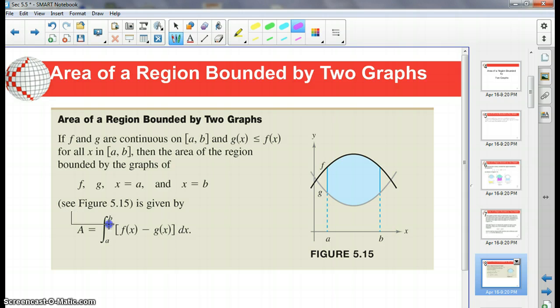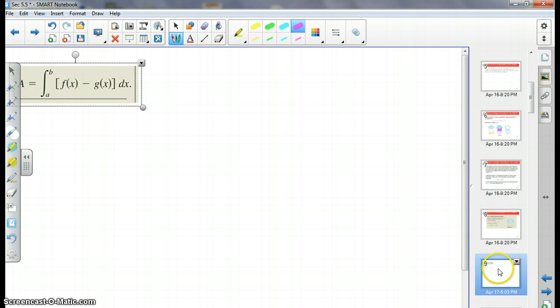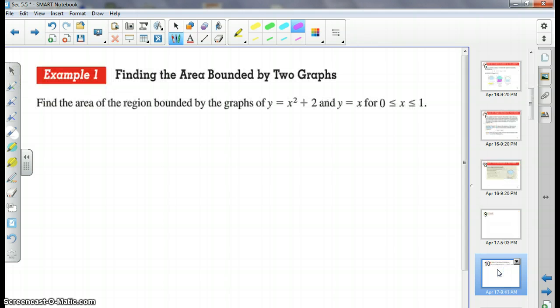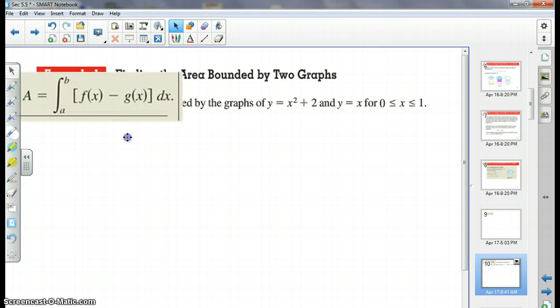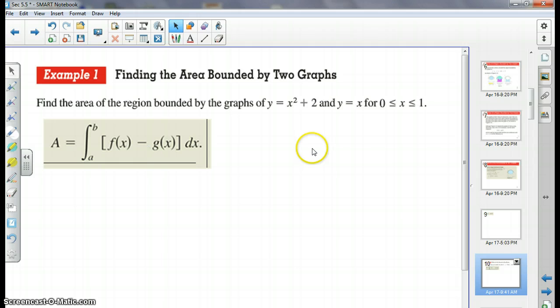I could even clip this, and I think we have our first example coming up next. So I'll paste that right here. So again, all I need to do is figure out where maybe some points of intersections are and which one is the upper function and which one is the lower function.